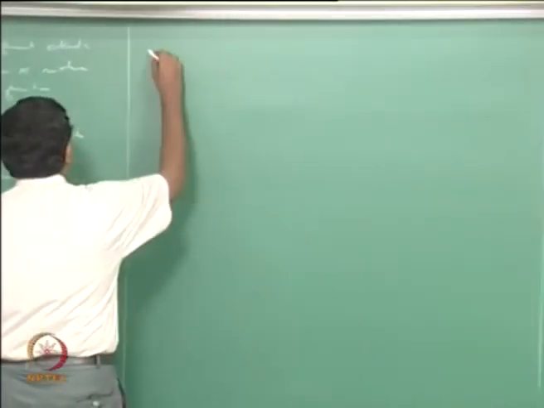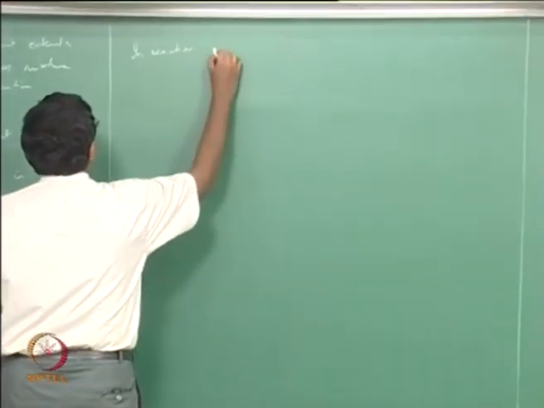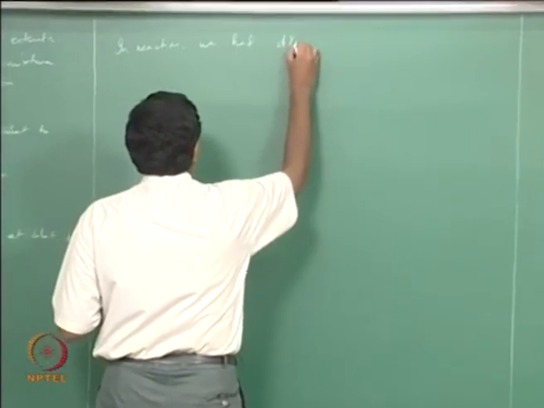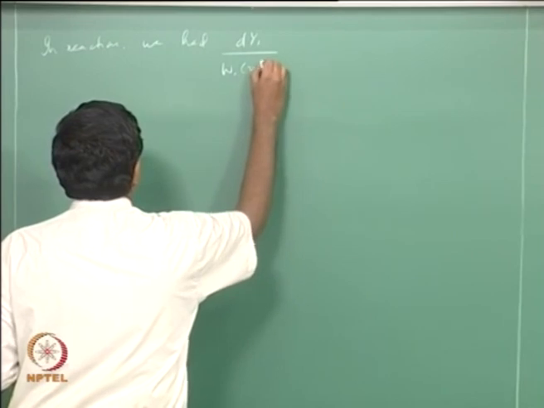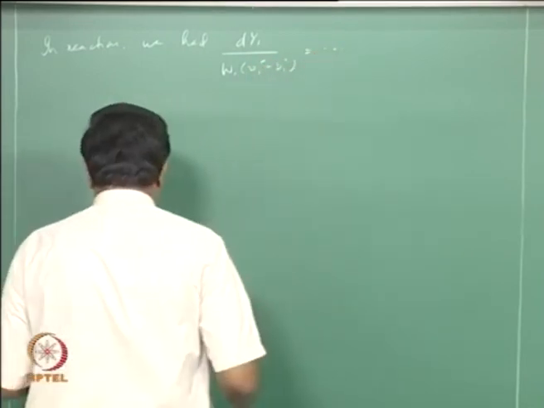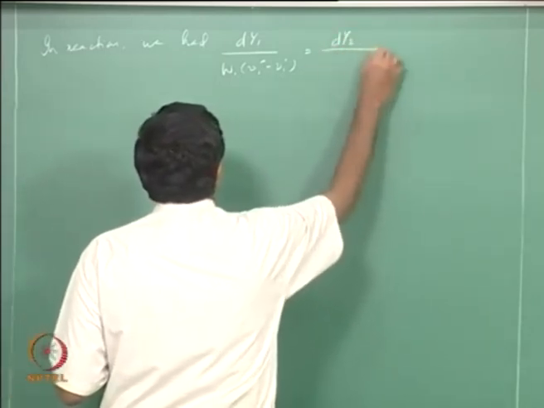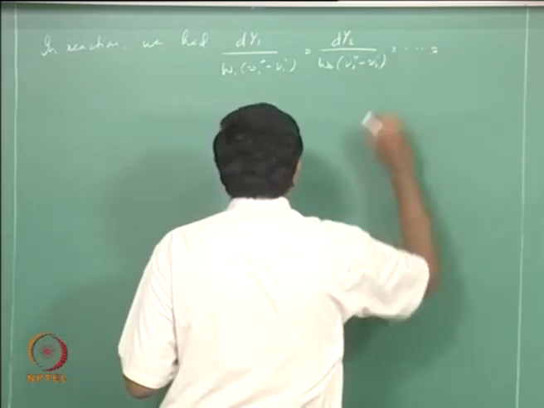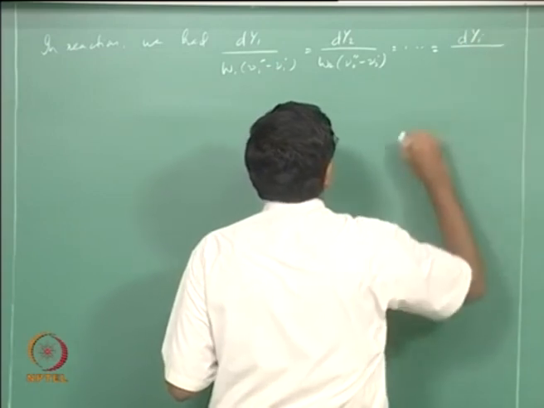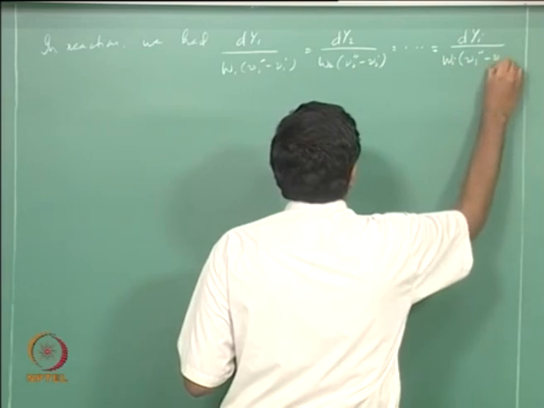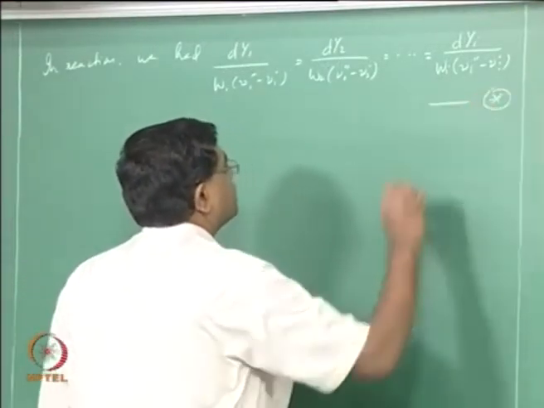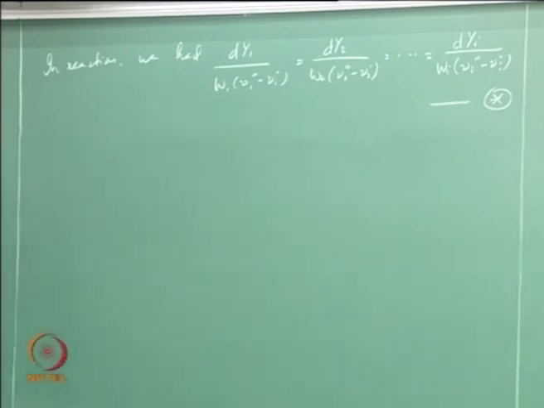So in a reaction, this is long ago, we came up with this: dy1 divided by w1 times nu1 double prime minus nu1 single prime, etc. You could also write one more: dy2 divided by w2 times nu2 double prime minus nu2 single prime, etc. And the general ith species you could say dyi divided by wi times nu i double prime minus nu i single prime. I'm sure you recall this. Let's suppose that you can call this set of equations a star. We will pick at least two of these in order to integrate it at different times in the near future.